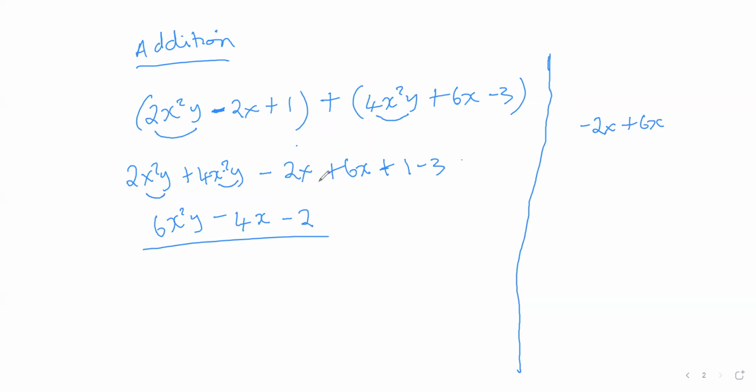So we can also subtract two expressions. If we were to subtract these two expressions instead, how would it look like? So it will be 2x squared y minus 2x plus 1, all of this minus 4x squared y plus 6x minus 3. Okay, let's say we are now subtracting. So the first one was addition. The second one is subtraction of algebraic expressions.